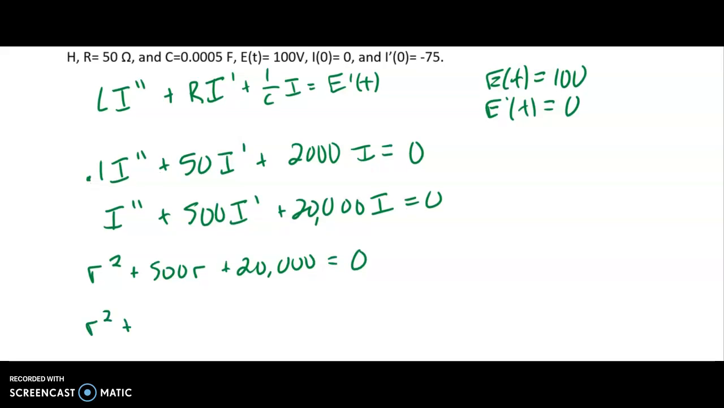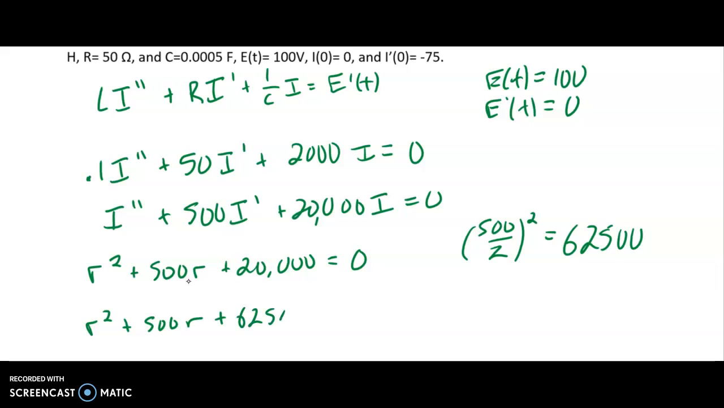So r squared plus 500r plus, all right, I'm not going to show the work. I divide 500 by 2, I guess I'll write it, 500 over 2 squared. If you do that on a calculator, you get 62,500. So that's what I'm going to write here, 62,500. And then equals, all right, this 20,000 is going to get moved over to the right side. So minus 20,000. And then I added this 62,500, so I'm going to add 62,500 in order to balance the equation.